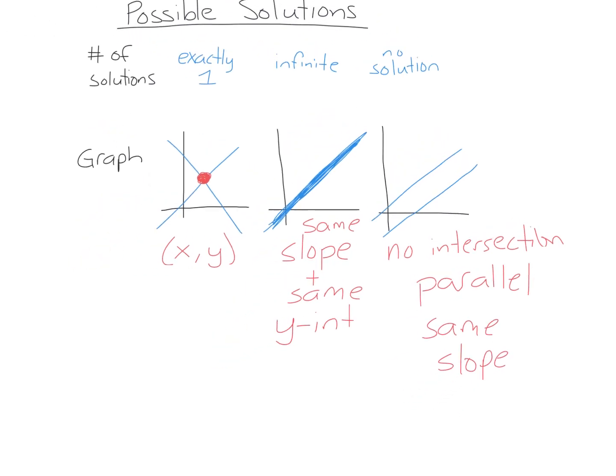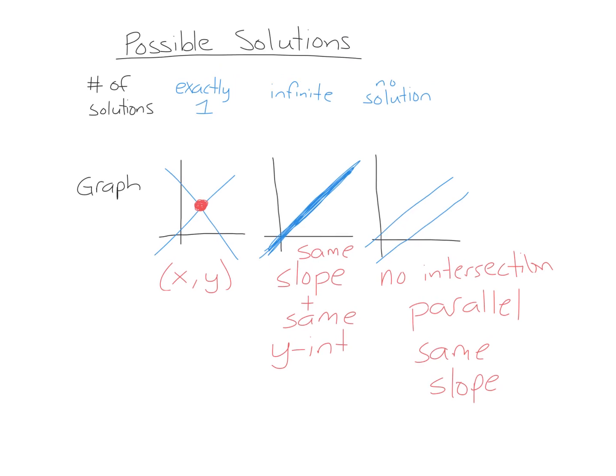Are there any questions over those 3 solutions? Okay. So this first one here, exactly one solution, they intersect at exactly 1 point. And our answer would be in an ordered pair. Here, infinitely many solutions. The line is the exact same, right on top of each other. So you know they're the same slope and the same y-intercept. So their equation's exactly the same. No solution is if we have a set of parallel lines because they don't cross. And we know that their slope is the exact same from what we learned last semester.